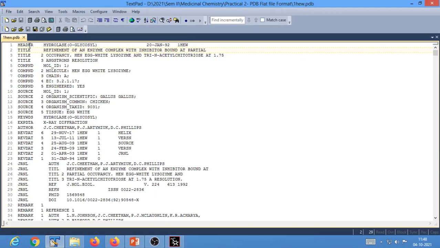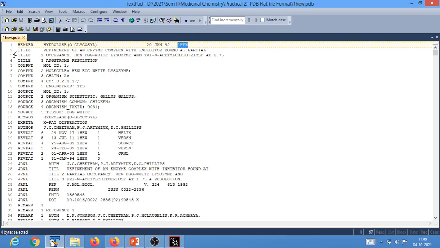The very first and usual keyword present in any PDB file is the header. The line that begins with the keyword HEADER is called the header line. The header line gives you information like when that molecule was deposited in the Protein Data Bank, and what its unique identifier is.